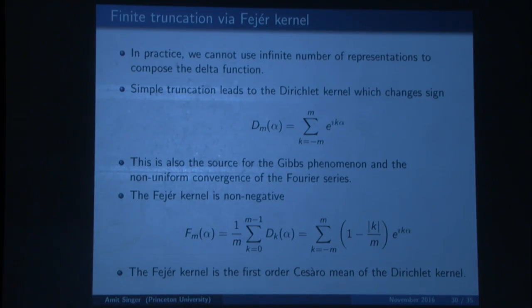The first thing one can do is to truncate the summation from minus infinity to plus infinity, say from minus m to plus m. But if you do it this way, this gives rise to what is known as the Dirichlet kernel. It is very well known that the Dirichlet kernel oscillates also below zero, and this brings all the effects of ringing and the Gibbs phenomenon if you do Fourier expansion. But there is a very simple modification that was introduced by Fejér, where instead of the Dirichlet kernel, you consider the first order Cesàro mean of the Dirichlet kernel. It's just putting a linear filter on the Dirichlet kernel. And Fejér showed that his kernel is positive. It's again a one-line exercise to show that it's non-negative.